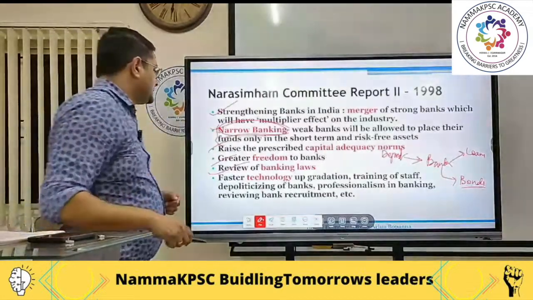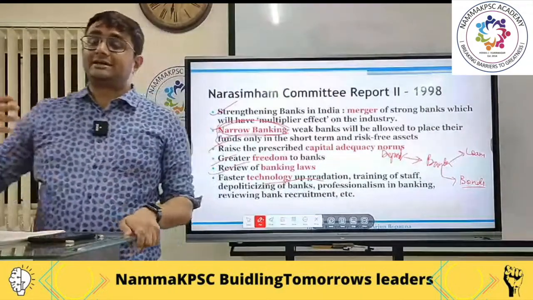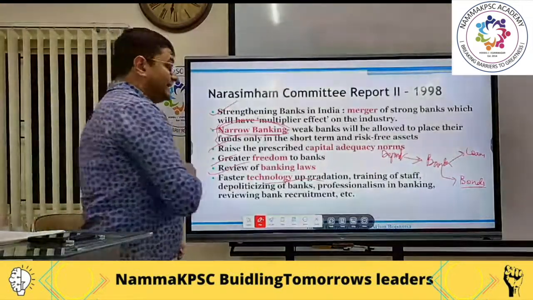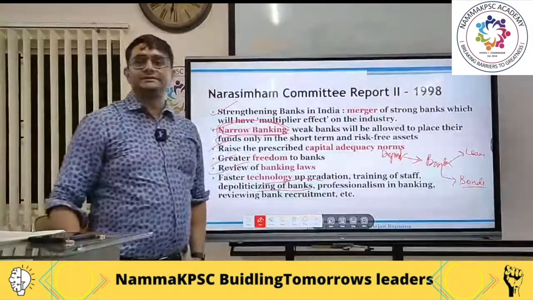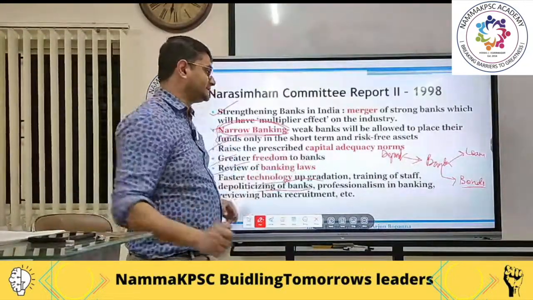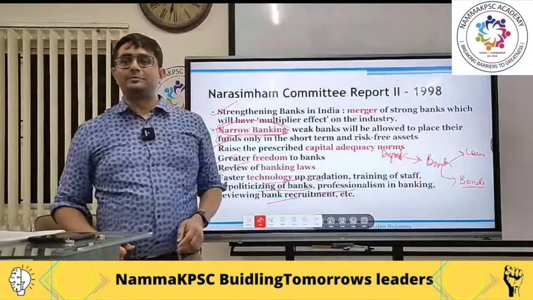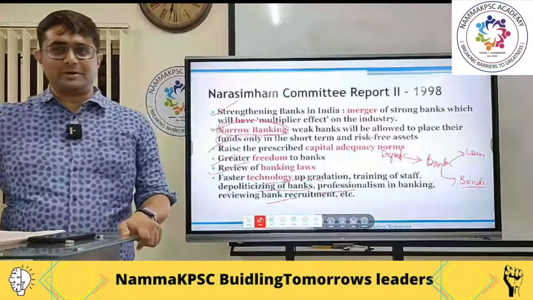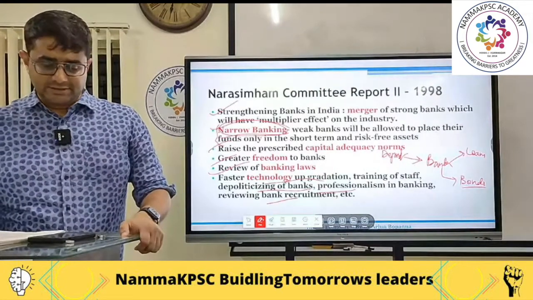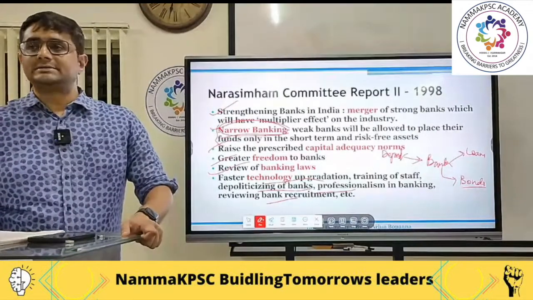banks like that. Then faster technological upgradation, computerization, skill development of the staff, better human resource management, depoliticization of the banks by reducing the control of the government over the banks, professionalization of the banking, reviewing banking recruitment. So IBPS has been created for recruitment of banks to reduce corruption and all of that. Is that understood? So these are the recommendations of the second Narasimhan committee.